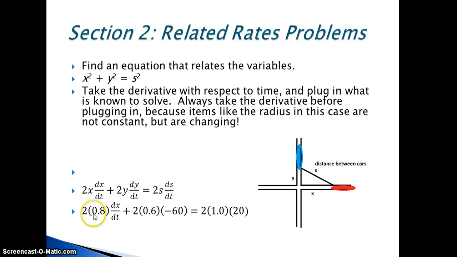The value of x from the previous slide is equal to 0.8. The value of y is 0.6. dy/dt we figured out was negative 60. s is equal to 1 and ds/dt is equal to 20. dx/dt is what we want to solve for. When we simplify and divide, we get dx/dt is equal to 70 miles per hour. Woo, that car is speeding. Related rates, not too bad. Enjoy.